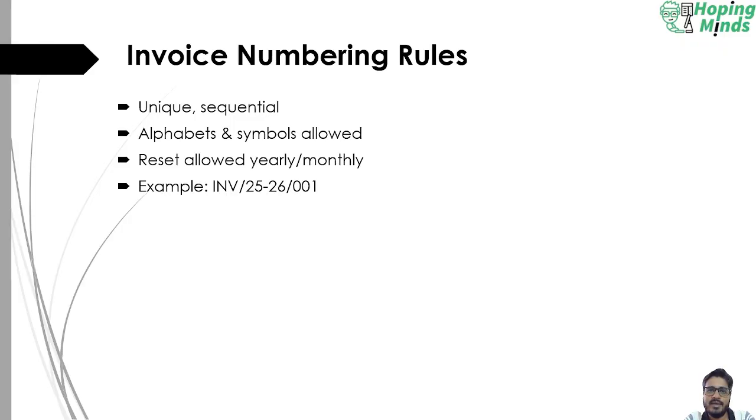Moving ahead, let us see the invoice numbering rules. As per the rules, the invoice must be serially numbered and it must be unique. It can include alphabets or special characters. It can be reset every year, quarterly or monthly, but it must be consistent. Then it must be unique for each financial year. That is, at the end of each financial year, a new series should be started.